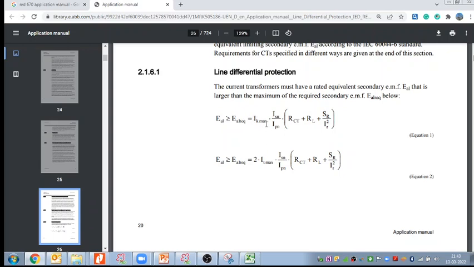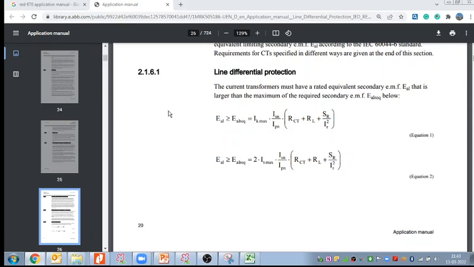In that, Ikmax is what? That is the maximum fault current. Isn is the secondary rated current, Ipn is the primary rated current, Rct is my CT secondary resistance, Rl is my load cable resistance, and Sr is the relay burden, and Ir is again the relay current. Relay current will be the series secondary current, right? So this Isn and this Ir will be the same. Can we say like that or not? Yeah, so equation 1 is that.